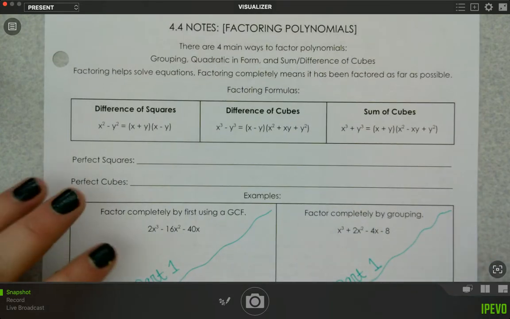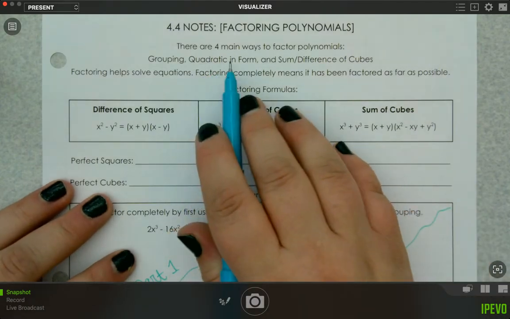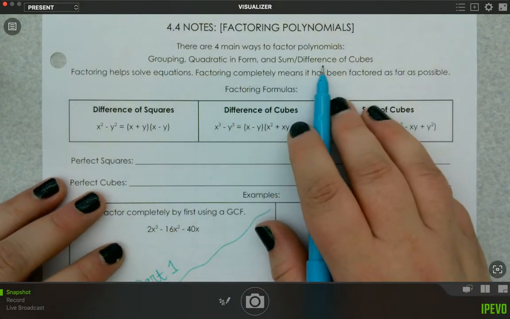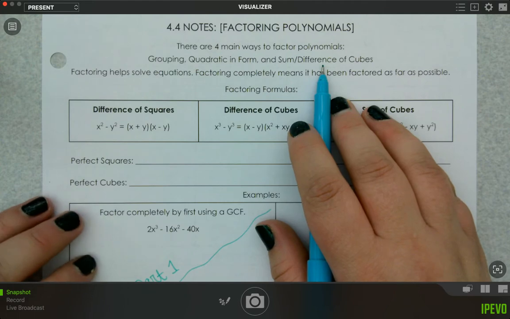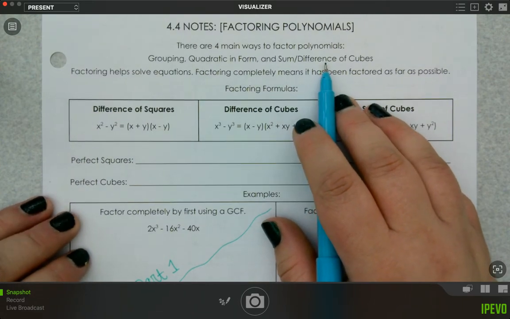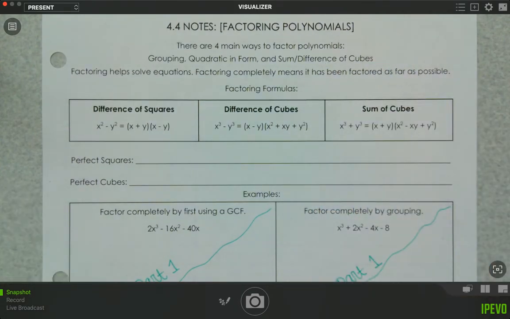What we are going to talk about today is the last two, quadratic in form and sum and difference of cubes. Keep in mind that the whole reason why we're factoring is so that we can solve equations. We will not have enough time to solve equations now before winter break, but we will solve them when we come back from winter break.